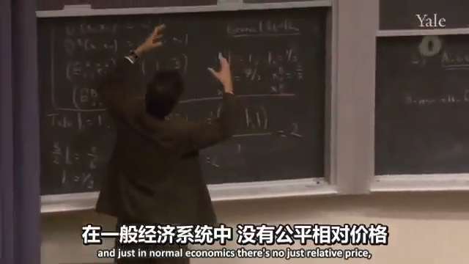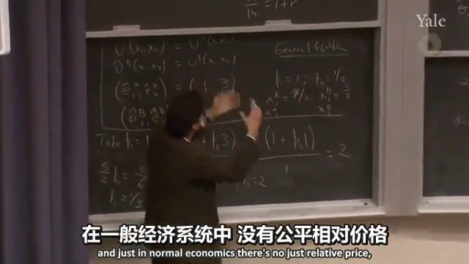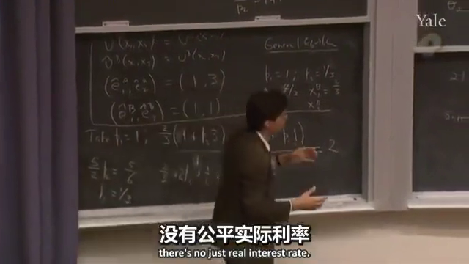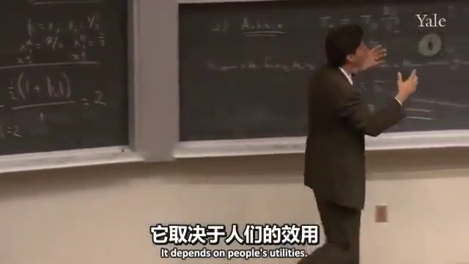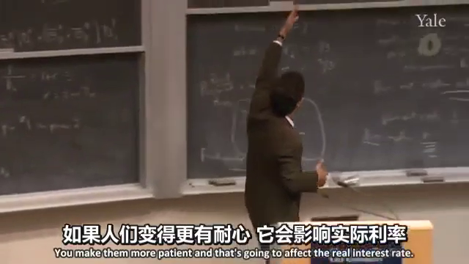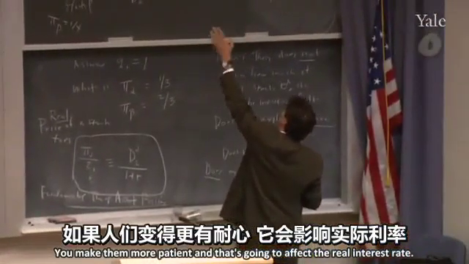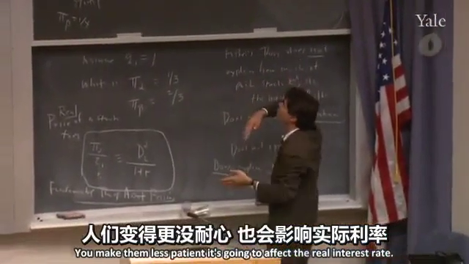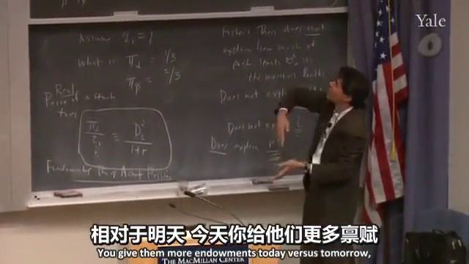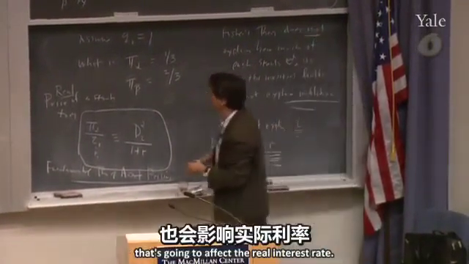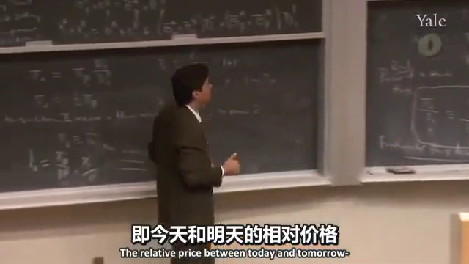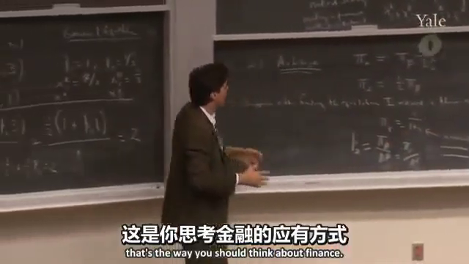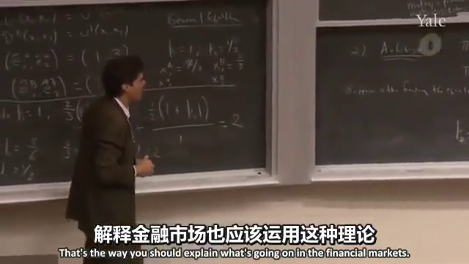And just in normal economics, there's no just relative price, there's no just real interest rate. It depends on people's utilities. You make them more patient, and that's going to affect the real interest rate. You make them less patient, it's going to affect the real interest rate. You give them more endowments today versus tomorrow, that's going to affect the real interest rate, the relative price between today and tomorrow. That's the way you should think about finance. That's the way you should explain what's going on in the financial markets.